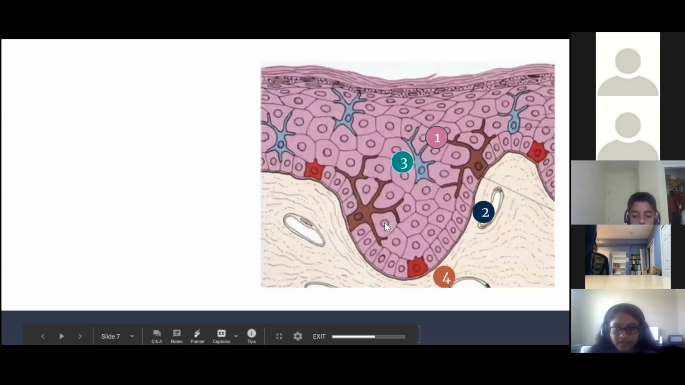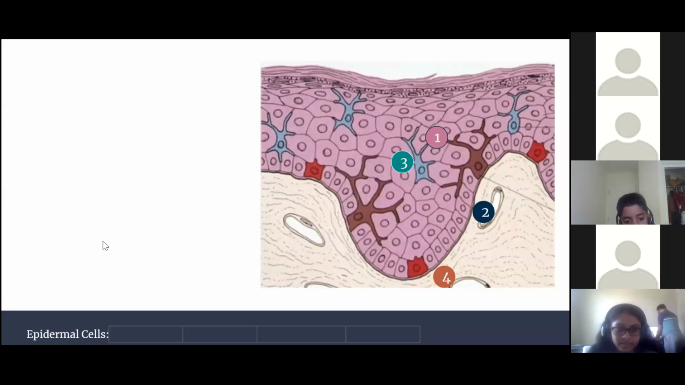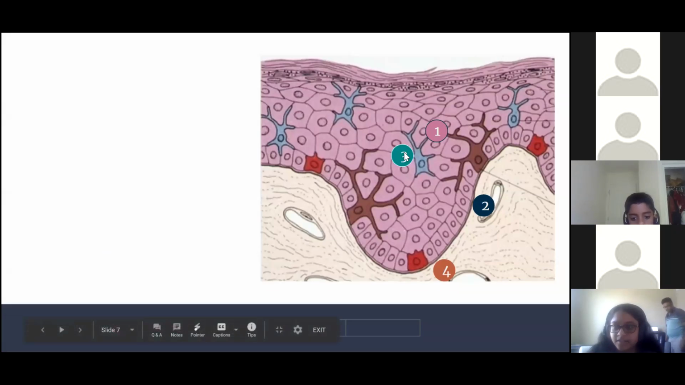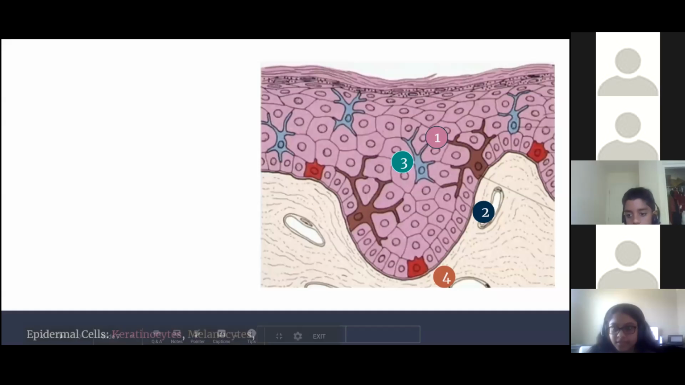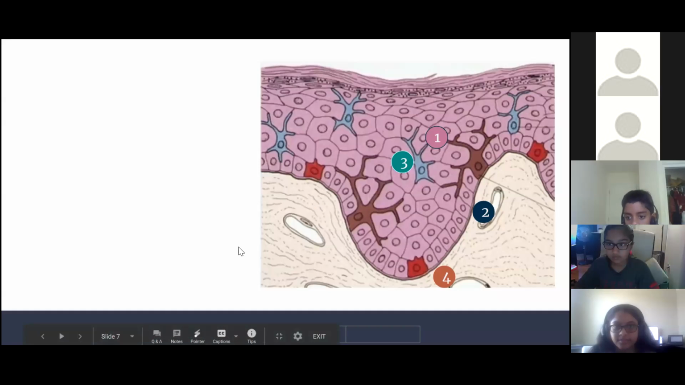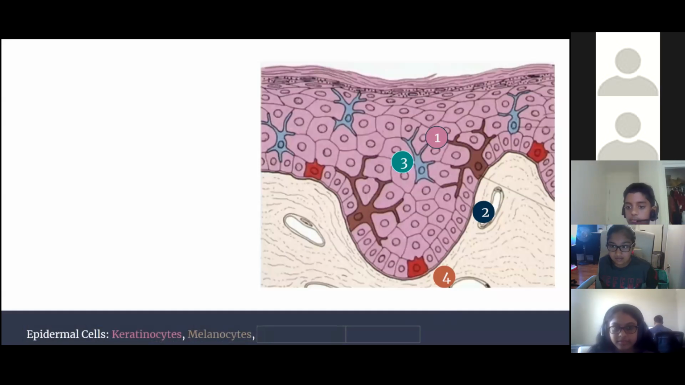Okay. Can anyone guess what the third cell is? Keratinocytes. No, we didn't do the second one. We didn't check the second one. Okay, the second one is melanocytes. These are the ones that make melanin, which gives your skin its tone. So can anyone guess what the third one is? Langerhans cells. Merkel cell. Merkel cell. Yeah.